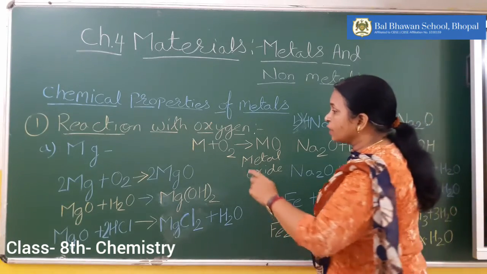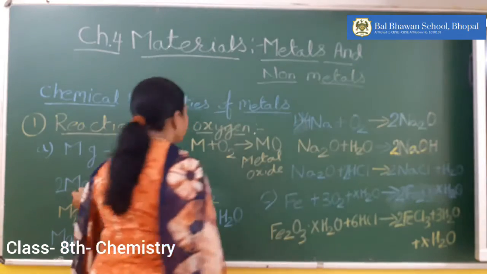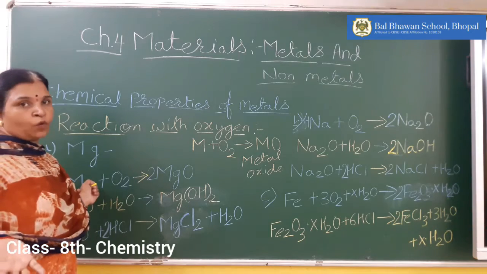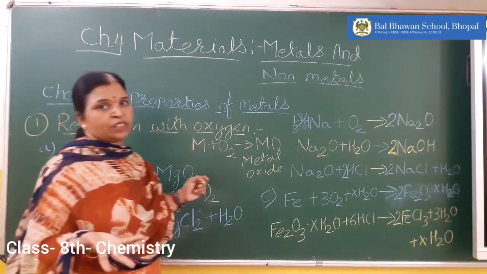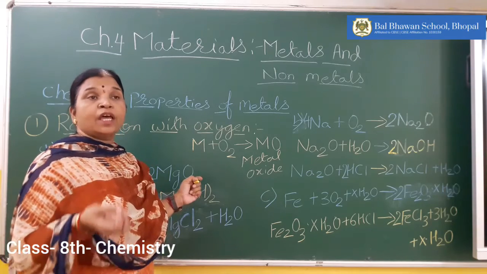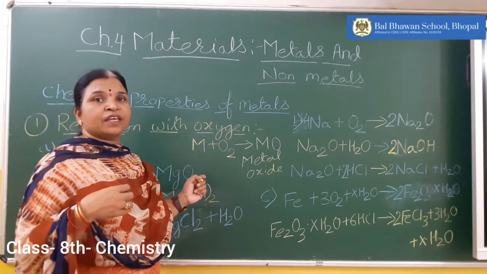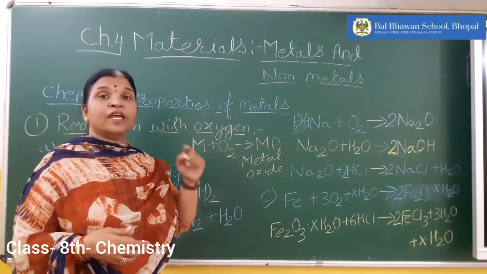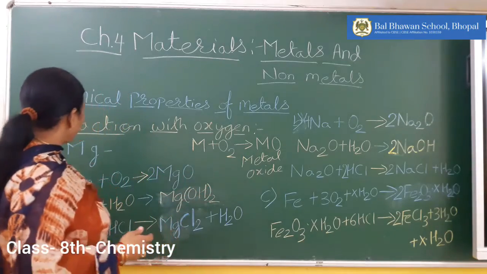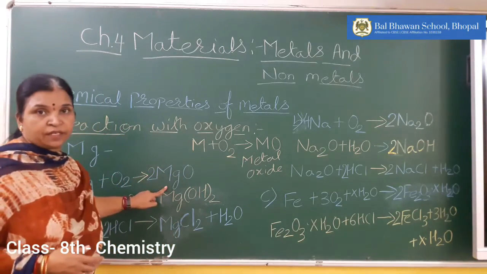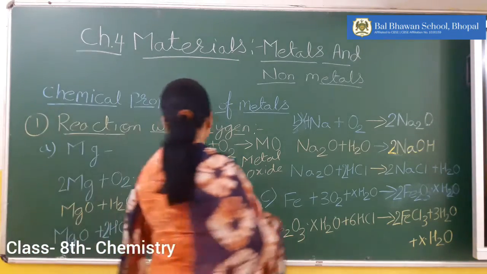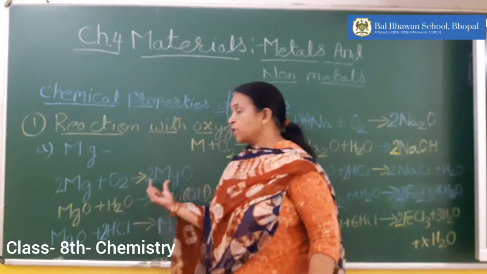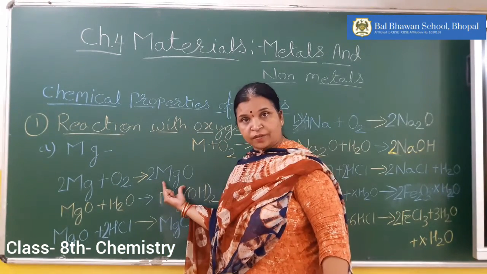When I take the magnesium ribbon and place it in the open, it will react very slowly with oxygen. But if I burn the magnesium ribbon in the presence of oxygen, then I will get magnesium oxide. That means when magnesium reacts with oxygen, it will give magnesium oxide.